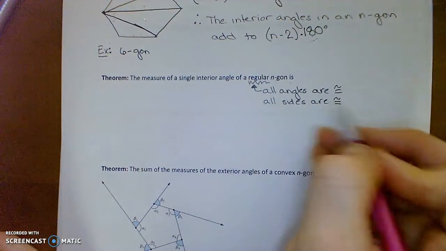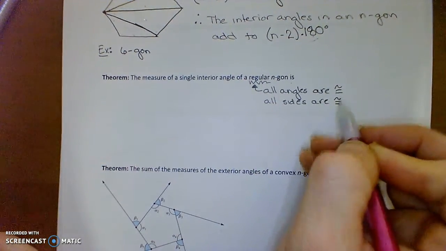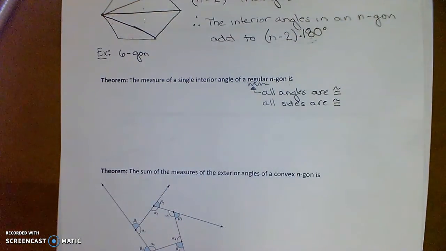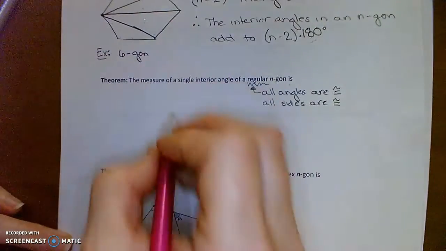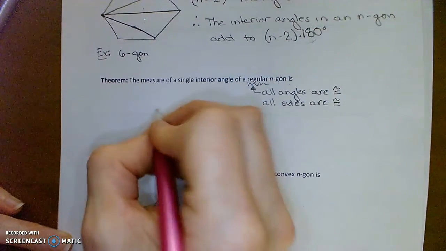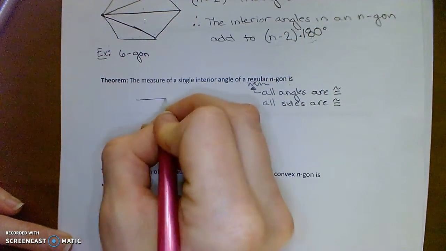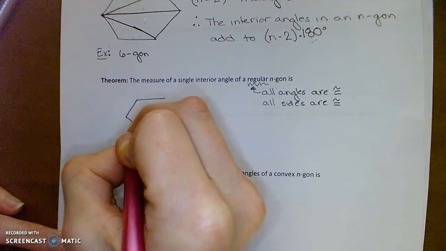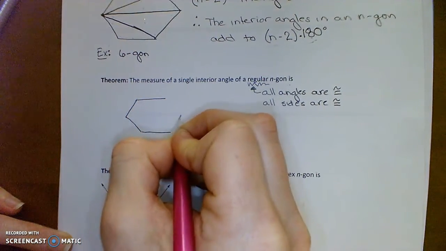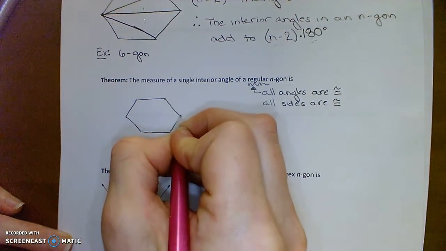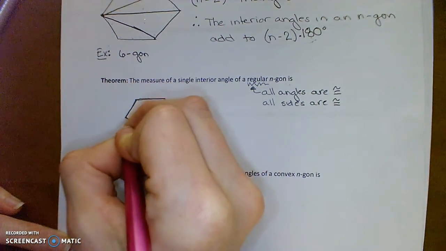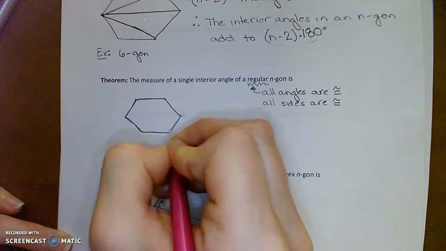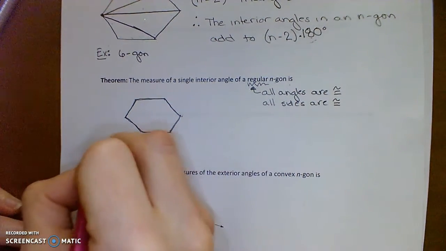But we actually don't need that piece of information for this example. We just need that all angles are congruent. So let's start with an example. Let's imagine that we, again, have a hexagon. And imagine that I drew one that's actually regular, so that all these sides and all these angles are exactly the same.